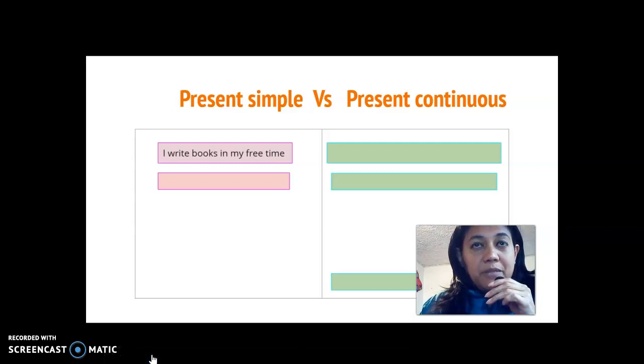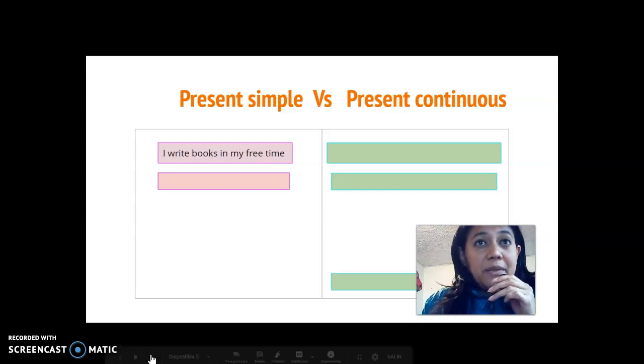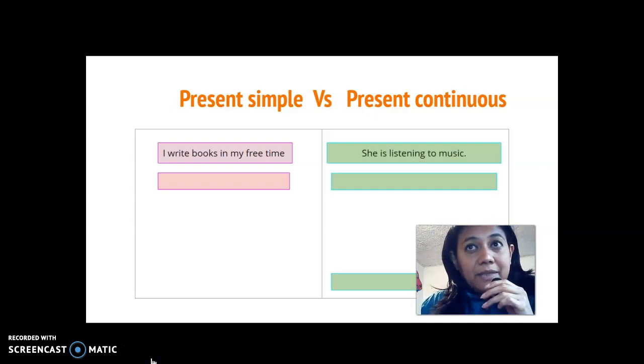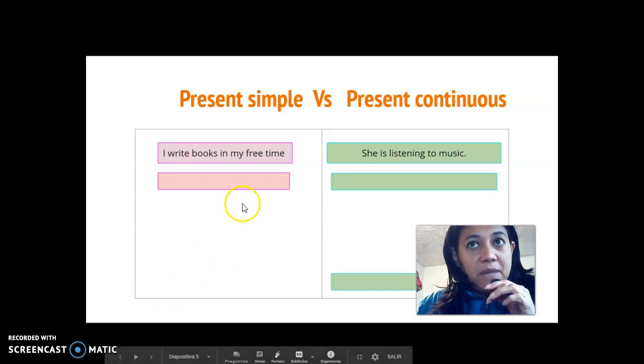I write books in my free time. It's a routine. It could be a habit. Now, in present continuous, we can have sentences like, she is listening to music. It means that it's happening right now. Perhaps this sentence means that there is a woman who is on her sofa listening to the music that she likes in this same moment. Good. Let's see which other sentences we have in each space.